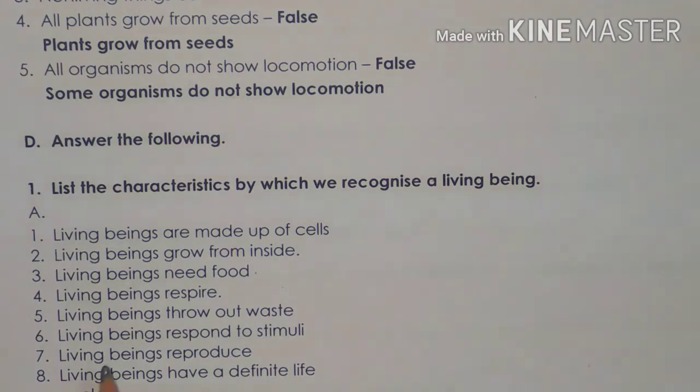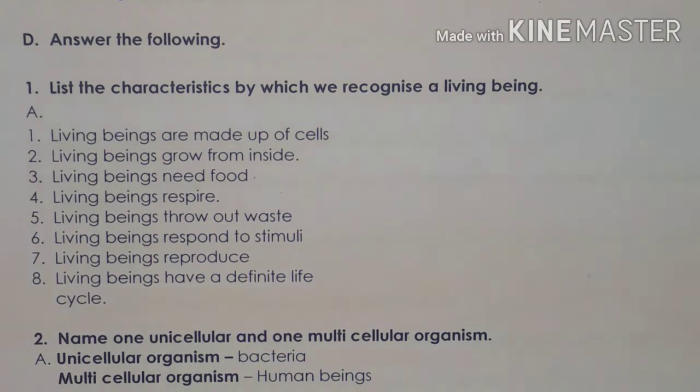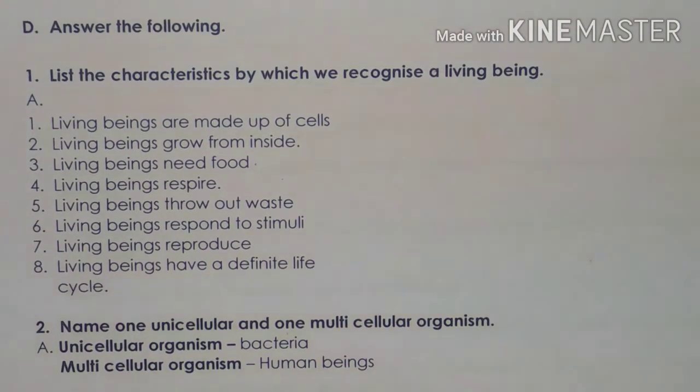Seventh one is living beings reproduce. Yes, they give birth to their young ones or they lay eggs and they hatch chicks out of them. 8th one, living beings have a definite life cycle. Yes, birth, growth, and finally they attain death. So there is a definite life cycle in the case of living beings.